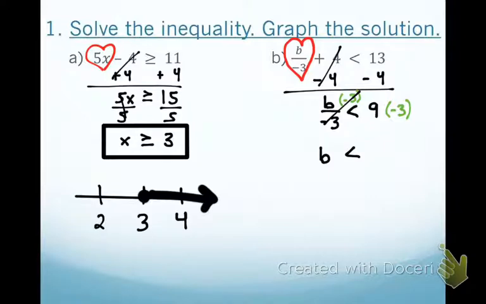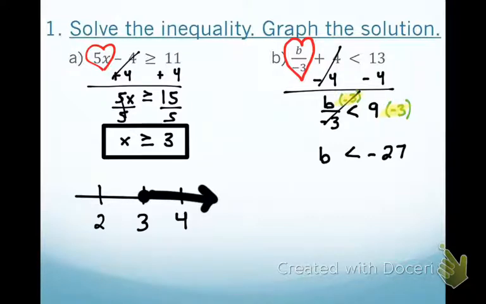What is 9 times -3? -27. All right, so the question we're going to ask ourselves: was the last thing I did multiply or divide by a negative number? Yes. Notice I multiplied by -3 on both sides. So what do I have to do to my symbol?